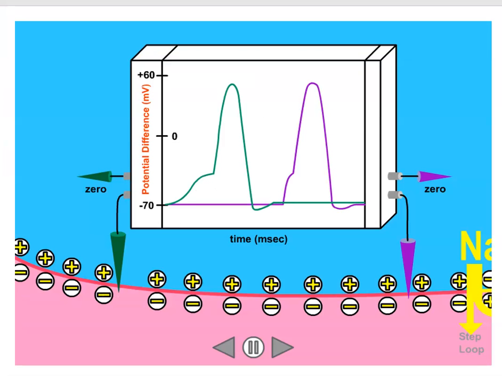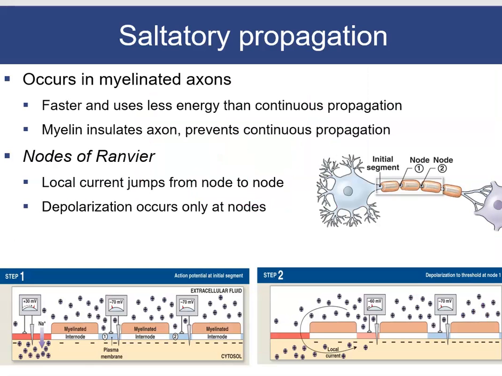Now, this is supposed to be a little video to show this, but it doesn't work, or it's not supported by newer systems of PowerPoint. But you can see you have to change this potential all the way down that membrane. This is a very slow process compared to our second type of propagation, saltatory.